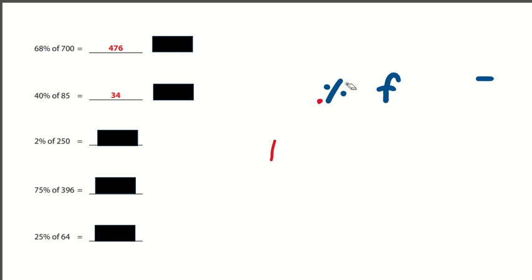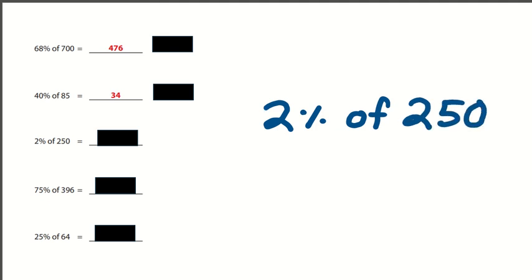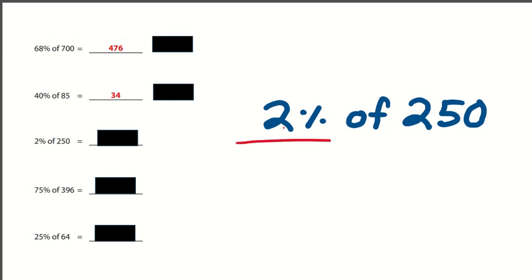I'm just going to clear up this board and make it look nice and clean. And we're going to write down 2% of 250. Now, this one looks a little tricky, but not to worry. Remember, we're still dividing by 100 because 2% is in fact 2 out of 100, and this line means divided by, so it should work just fine for us. So let's go ahead and do it real quick.